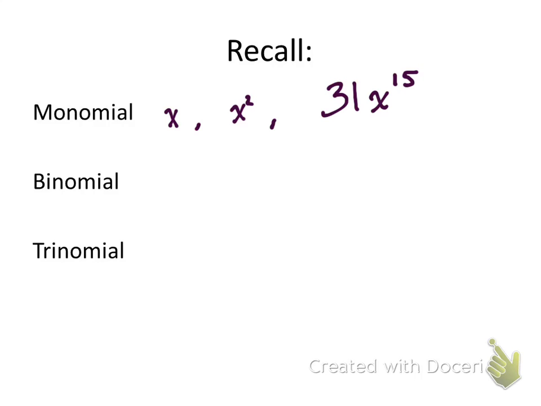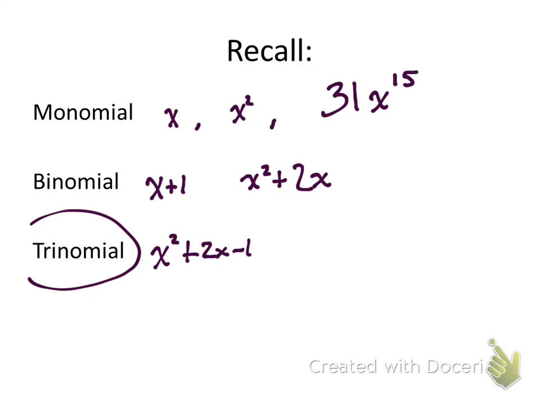A binomial has something subtracted or added to it, so we could have x plus 1, another example is x squared plus 2x. There's a variety of them. Trinomial, prefix of tri, there's 3, so an example could be x squared plus 2x minus 1. That's an example of a trinomial. So it has 3 terms in it. This is a review from algebra, but these are monomial, binomial, and trinomial, and anything with 3 or more I call a polynomial at that point.